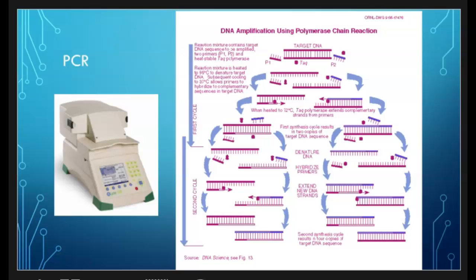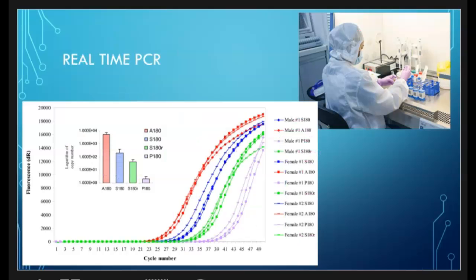You need a master mix, and the master mix is free nucleotides with magnesium, buffer, EDTA, and enzymes. And yes, it's the same EDTA that's in our purple tops. You load the thermal cycler and set the temperatures and times and number of cycles, usually 35 cycles, and wait about 2 hours. So this is a picture of real-time PCR. We're going to come back to this in a second.